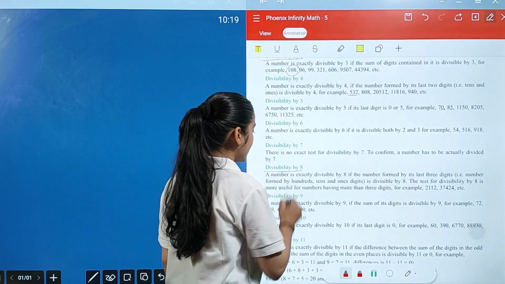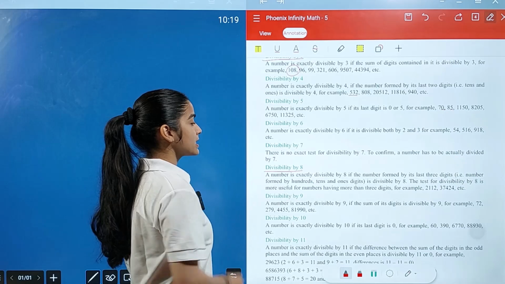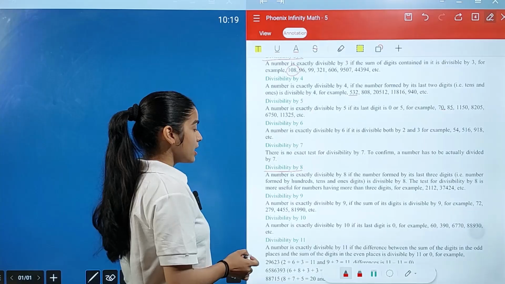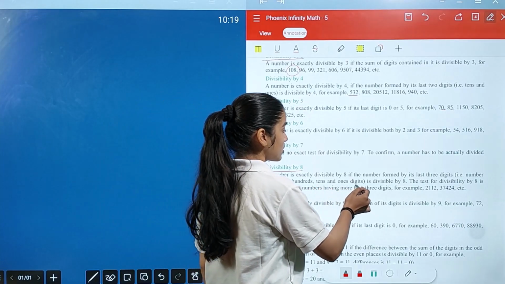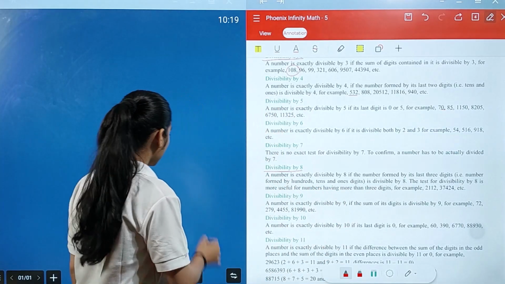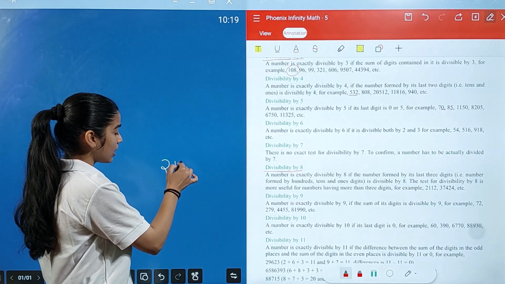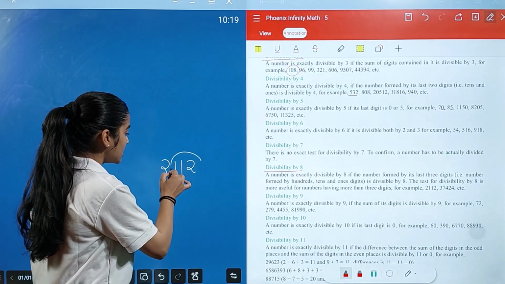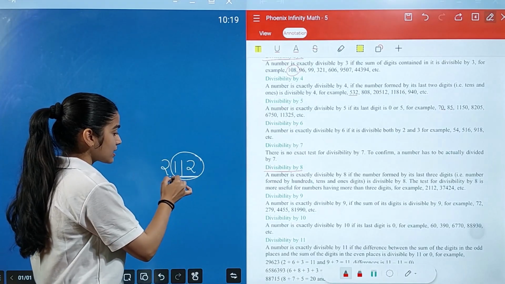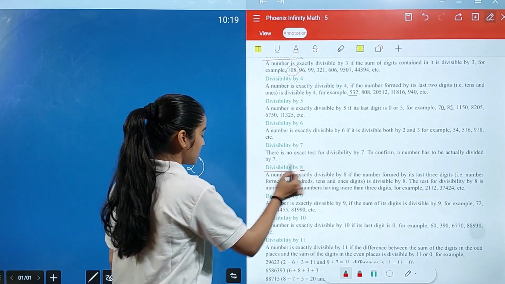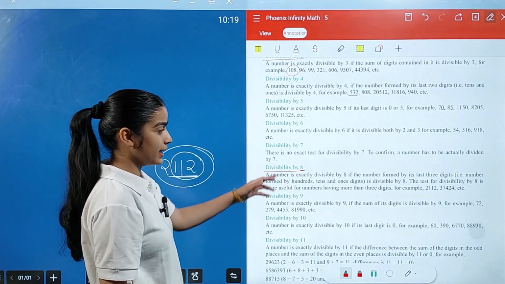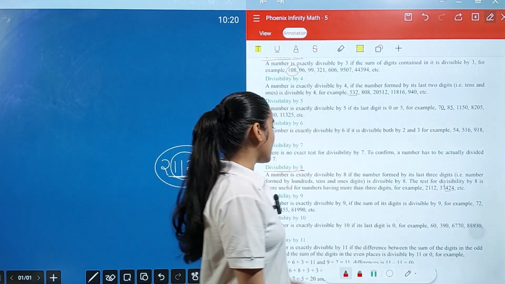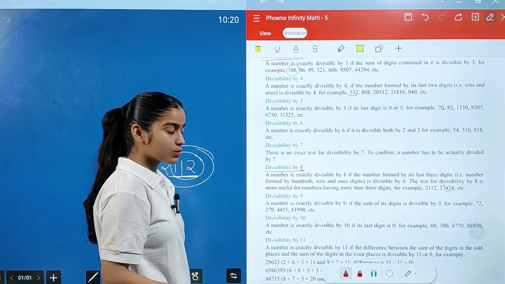Now divisibility by 8. A number is exactly divisible by 8 if the number formed by its last three digits, the hundreds, tens and ones digit, is divisible by 8. For example, 200, 2000, 100, 112, you have to notice these last three digits. If these three last digits are divisible by 8, the whole number is divisible by 8. If you notice 424, that is divisible by 8, so the whole number is divisible by 8.